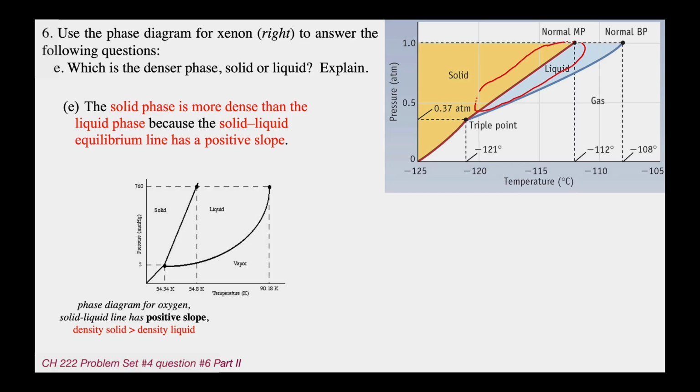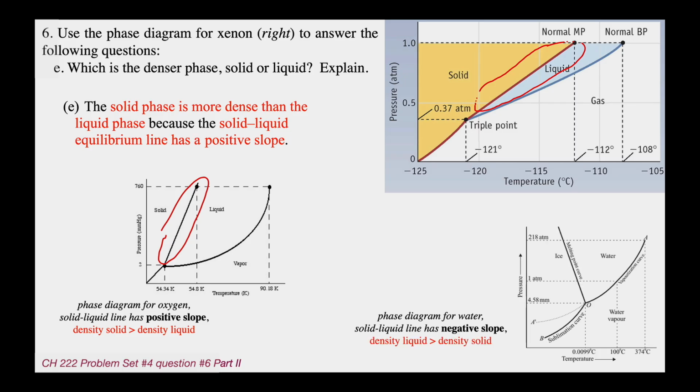Here's another example. This is another positive slope solid-liquid line. This is for oxygen, O2. And you can see that because it's a positive slope between that solid and liquid, i.e. again, this part right here, that means the solid is more dense than the liquid. And honestly, if you have to guess, most of the time for most substances, that's the way it's going to roll.